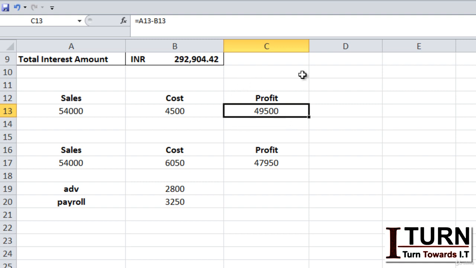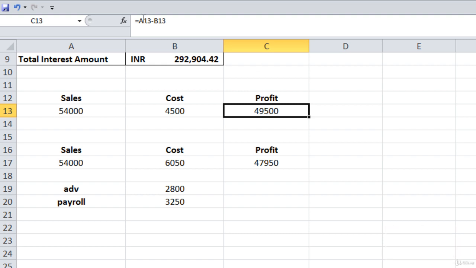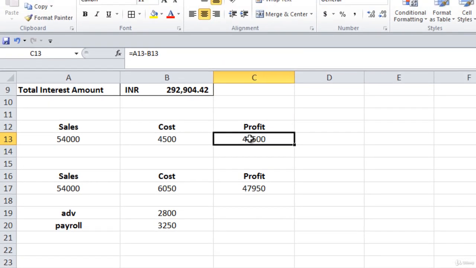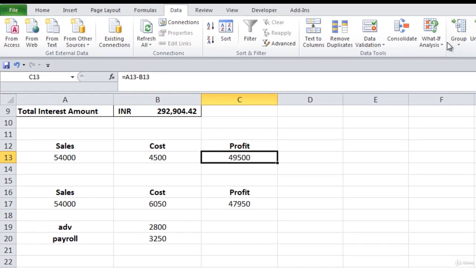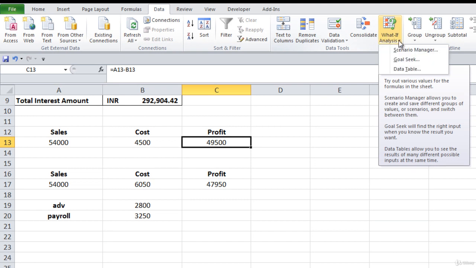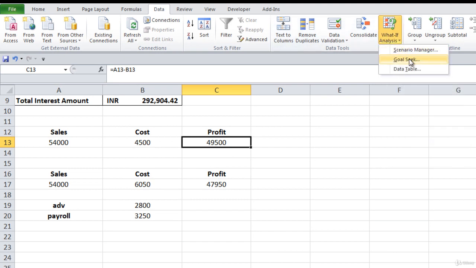However, there are a few things that need to be understood and kept in your mind when you are applying goal-seek. What are those? During the process we will understand. So set your cursor where you want to set the goal. Go to Data. Here you will see What-If Analysis. Click on What-If Analysis. Click on Goal Seek.